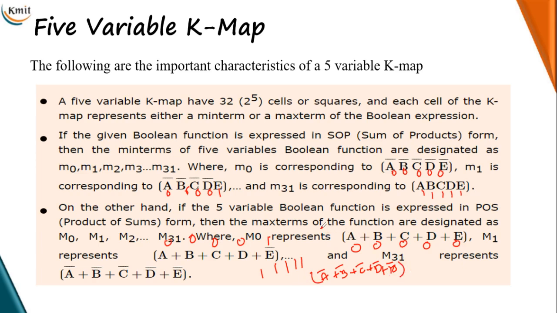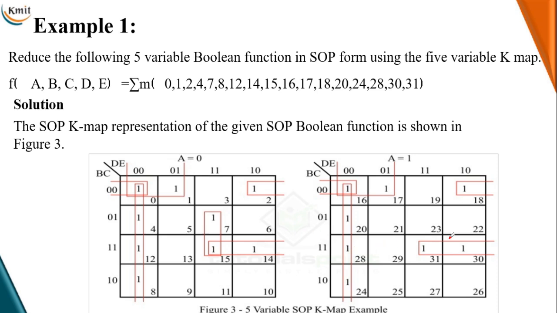Now in this session we are going to minimize a Boolean expression which is in standard SOP. So we have to map the functional values, logical ones, onto the corresponding cells. A 5 variable K-map is implemented with the use of two 4 variable K-maps, which will be in the top layer as well as the bottom layer.